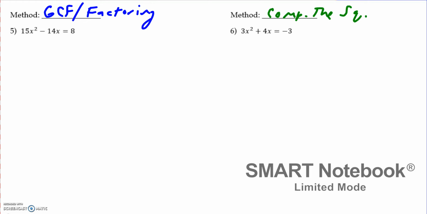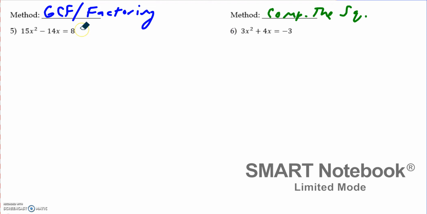Hello everybody. In this video I'm going to be doing numbers 5, 6, and 7, and then I'm skipping ahead to the end of the packet to do a couple more problems. So let's take a look at numbers 5 and 6 at the same time. Both of these, I'm noticing that I do not have a lead coefficient of 1, which means I'm most likely going to factor by grouping, or split the middle, or I'm going to do quadratic formula.